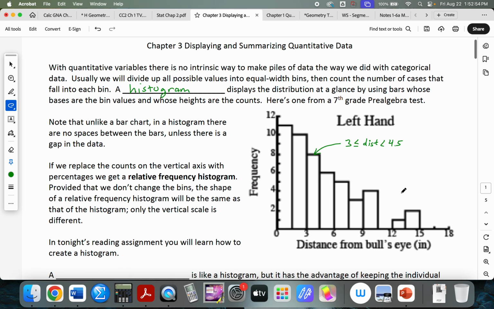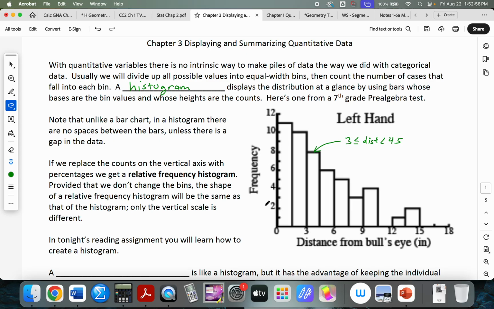So almost always this is going to be counts. Very rarely, but occasionally, if we replace the counts over here with percentages, we get what's called a relative frequency histogram.